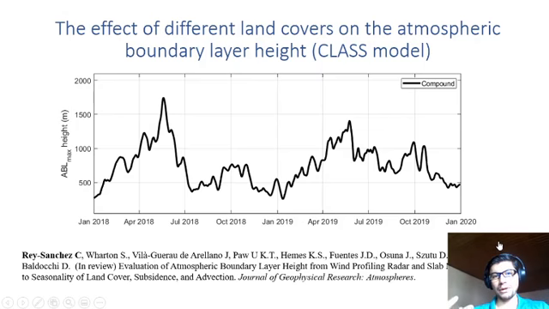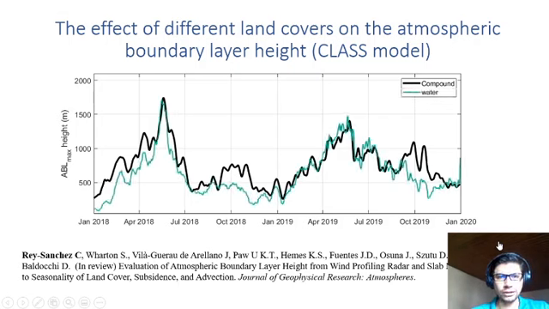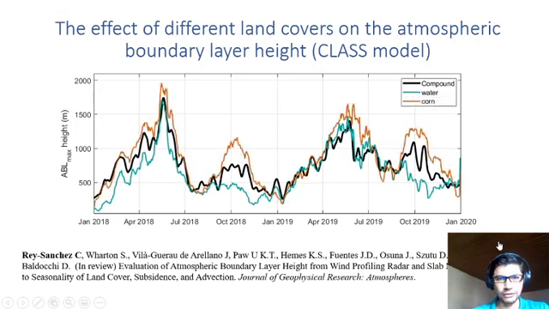Now, we can see the same graph as before, but this time we have the effect of subsidence and advection. Now, when using different land covers here, you see some differences, but they're not as strong. And you can see that during those months with strong subsidence and advection, like these months here, the effect of land cover is really minimal. You can also see here the same for alfalfa.